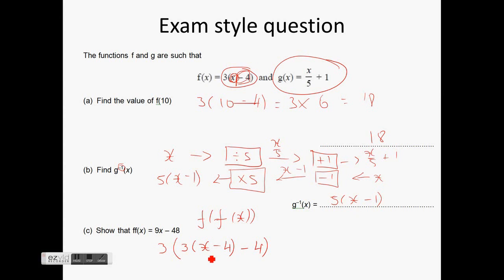I'm going to start here with the innermost bracket. So I am doing 3 times x, that's 3x. 3 times minus 4 is minus 12. This obviously still stays in brackets, so I've expanded this bit here. Now I can bring down my minus 4, and I haven't multiplied it by 3 yet, so I'm going to do that at the very end, after I simplify this minus 12 minus 4.